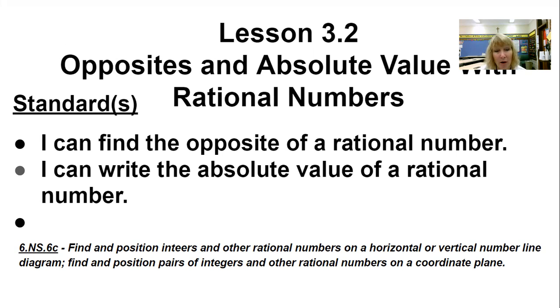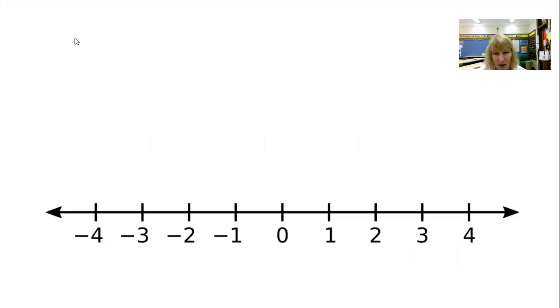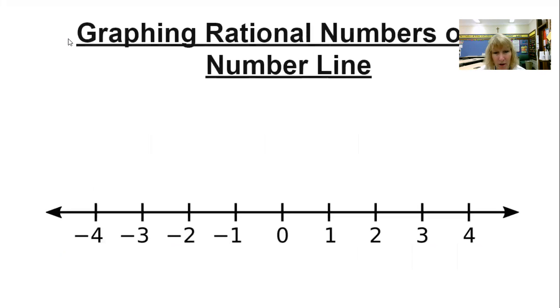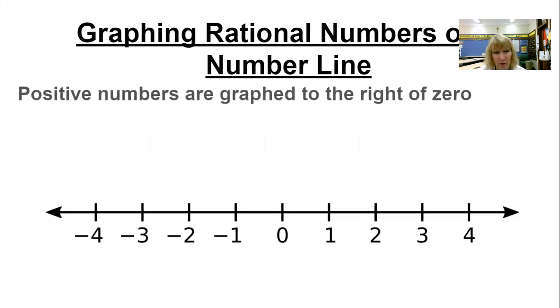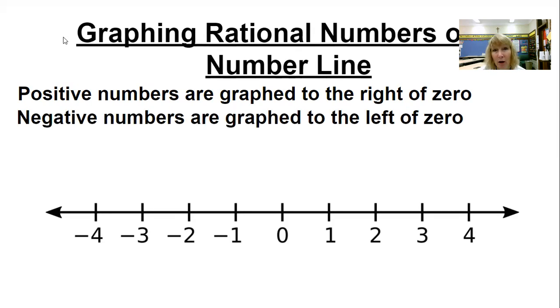The coordinate plane part will come later. We are going to work on just the number lines today. So here's a number line. You should be pretty familiar with the number line by now. We know what the integers are, right? The integers are the whole numbers and the negative whole numbers, right? They are not the in-between numbers, but now we're going to be talking about rational numbers. So positive numbers, we graph to the right of 0, and negative numbers are graphed to the left of 0.